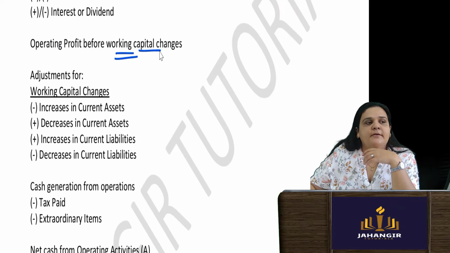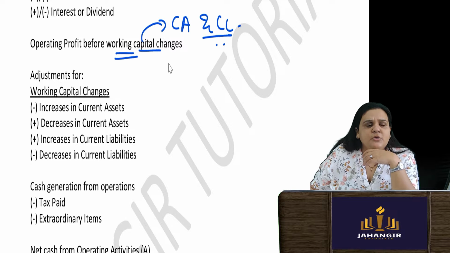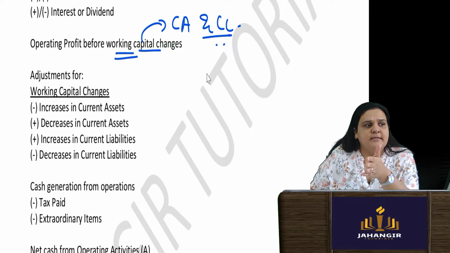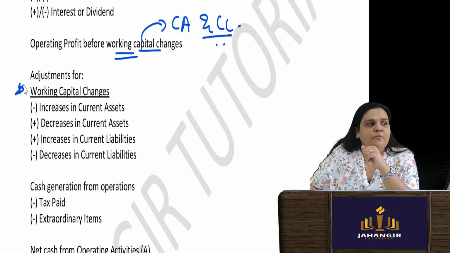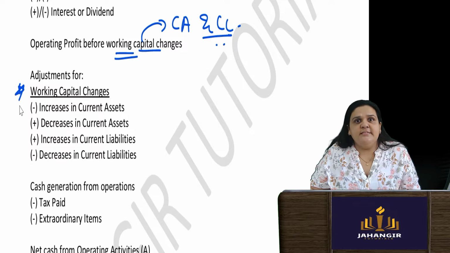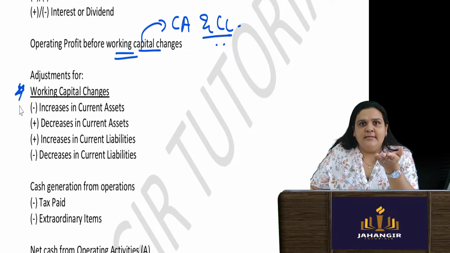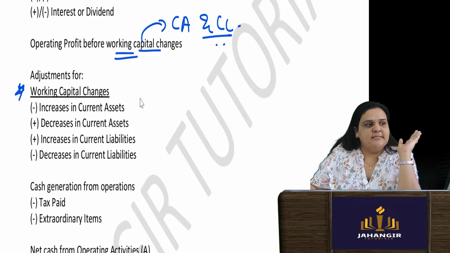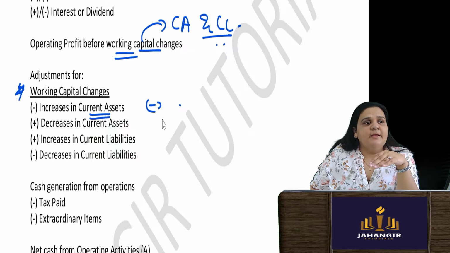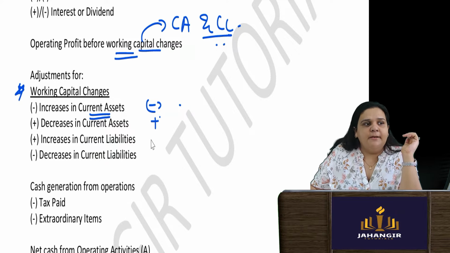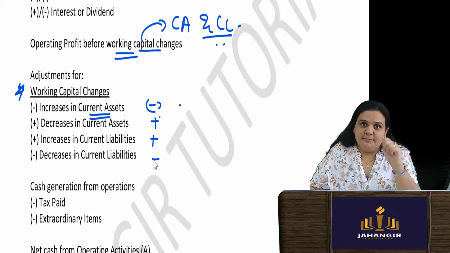Now working capital relates to current assets and current liabilities. So any changes happening in the current assets and current liabilities will affect my working capital. If my assets have increased, obviously it is understood I have paid and I have bought some asset. Assets increasing, money is kind of going out. If there is a decrease in my current assets, that means money must have come in. If there is an increase in my current liabilities, that means I have not paid cash. And if there is a decrease in my current liabilities, it means I have paid my creditors.